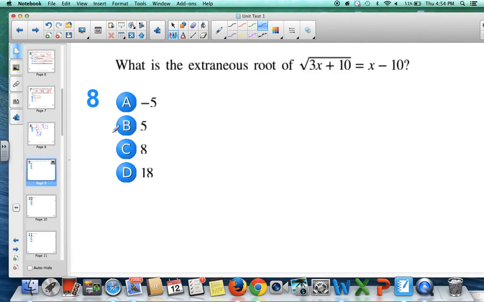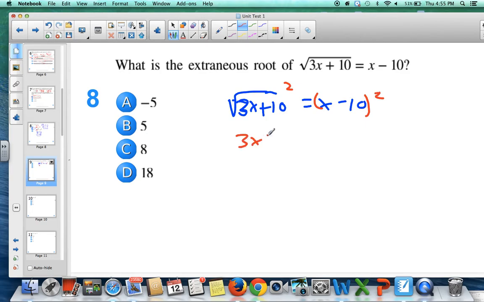We're moving along. Number 8 here. My suggestion is we just plug it straight in. If we could do the math, we'd have to do square root of 3x plus 10 equals x minus 10. And then to get rid of the square root, I'm going to square both sides. Remember, I square like this, and that's going to be 3x plus 10 equals, when I square this, I got to do FOIL. That's going to be x squared minus 20x plus 100.